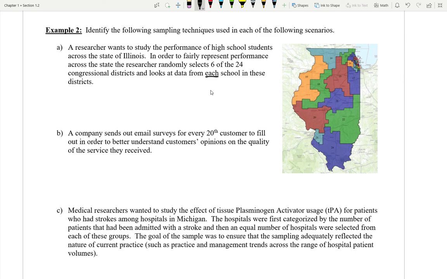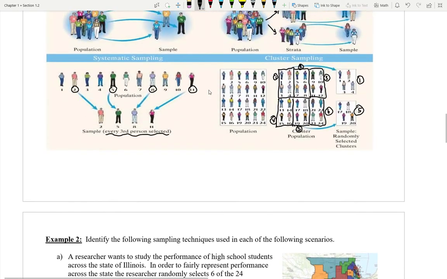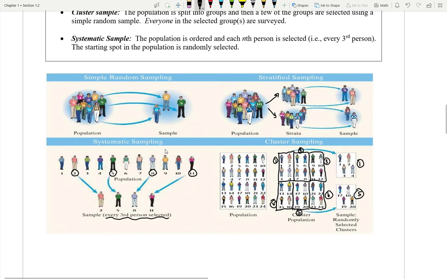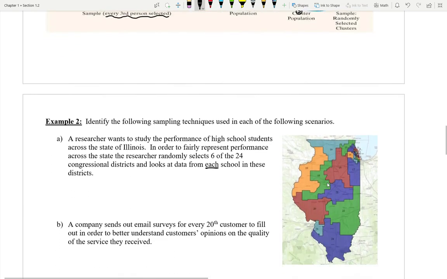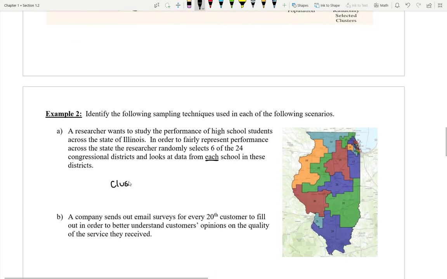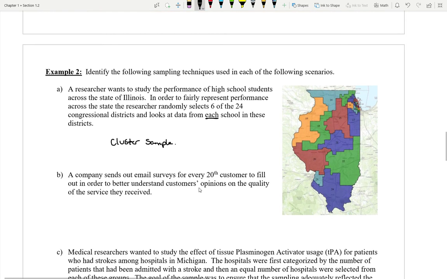Any idea which of the techniques that we described above this seems to match up with? Well, I think it sounds very much like a cluster sample, right? I made a bunch of groups, and then we selected a few of them and surveyed all of the individuals from them. So this here would indeed be a cluster sample. Remember, it would have been a stratified sample if we had surveyed a couple, say, schools from each one of the districts. That's the major difference there.